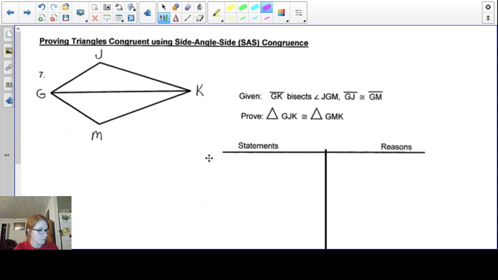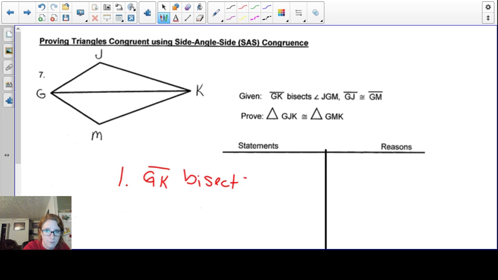Alrighty, so sometimes our pictures are not marked up for us. So what that means is we need to take a look at what's been given to us and write it ourselves. So let's go get our stuff ready to get written down. So I have on number 1, GK bisects angle JGM.